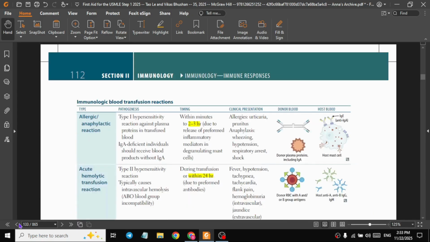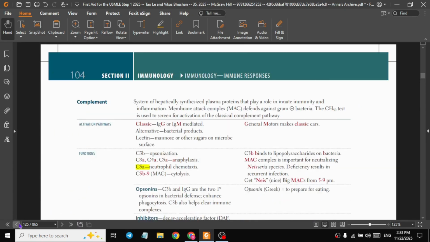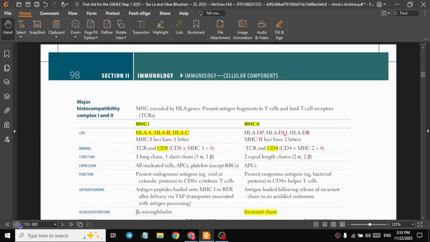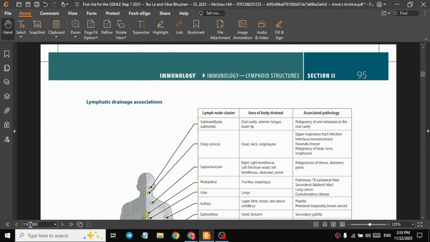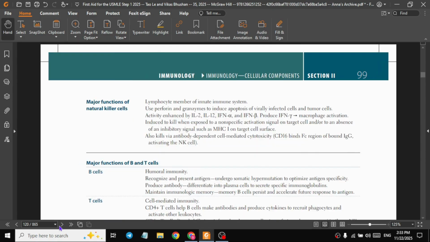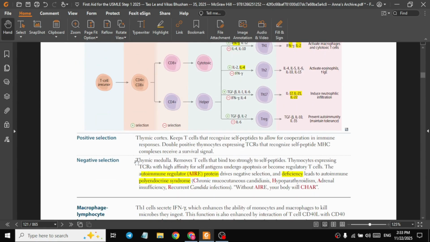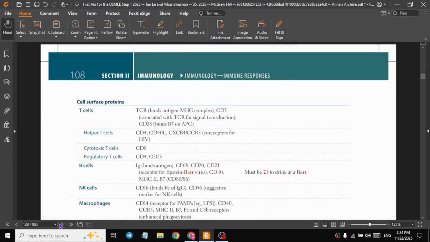And if I just show you, you'll remember it better. The page is, where did it go? Yeah, here, the AIRE protein drives negative selection, and deficiency leads to this, and then AIRE mutation leads to the CMC.